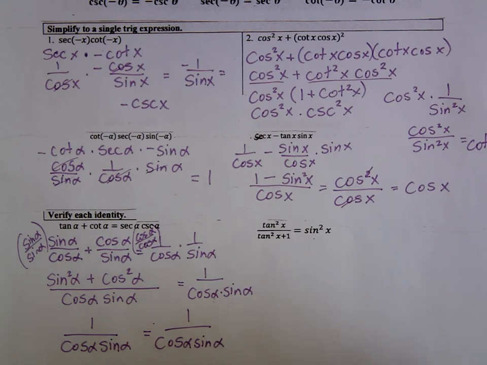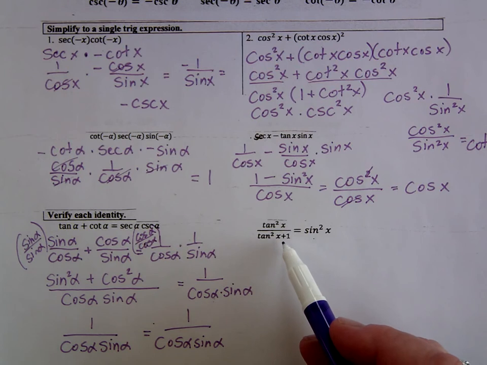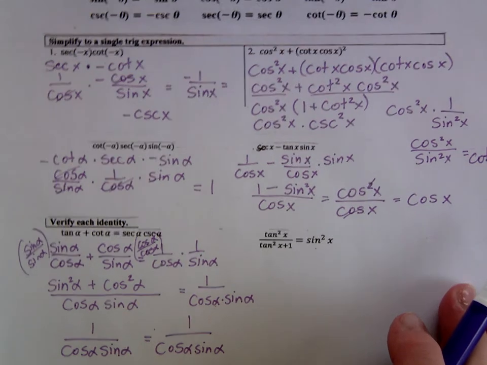So it got a little messy with the fractions, but really in the end it ended up working out pretty good. All right, last one on this page. I have a tangent squared. For now I'm going to leave that alone. I'm going down here because this one pops out to me. Tangent squared plus 1 is one of my identities at the top.